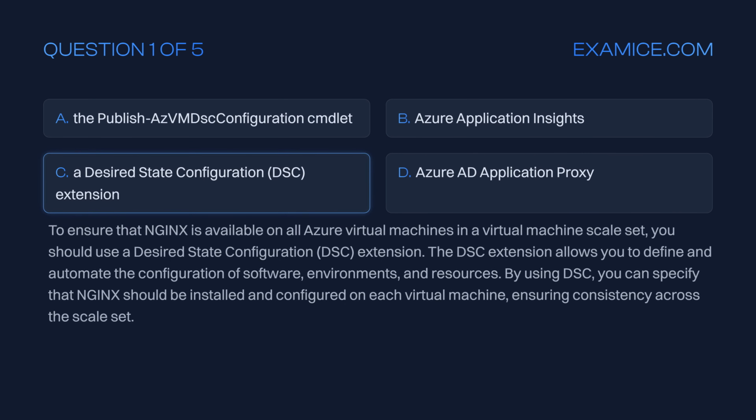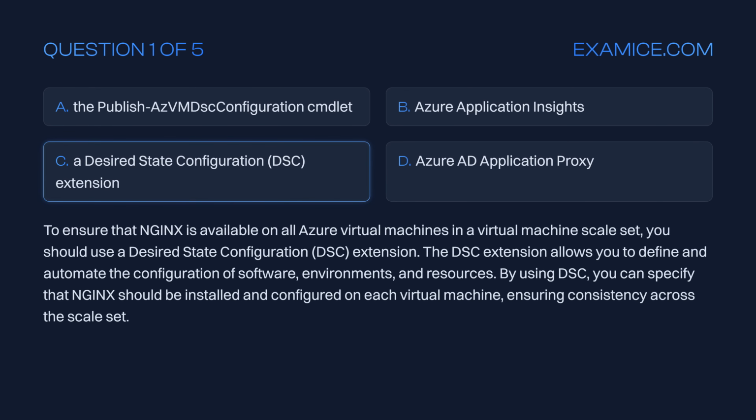The answer is Option C. To ensure that NGINX is available on all Azure virtual machines in a virtual machine scale set, you should use a desired state configuration extension. The DSC extension allows you to define and automate the configuration of software, environments, and resources. By using DSC, you can specify that NGINX should be installed and configured on each virtual machine, ensuring consistency across the scale set.